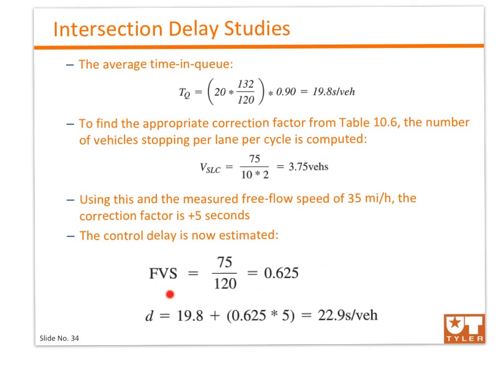Once we get this, now we can arrive at the last equation, which is the delay, equal to 19.8, which is TQ, plus FVS, which is 0.625, times the correction factor that we got from table 10.6, which is 5. And now the delay can be estimated equal to 19.8 plus 0.625 times 5. This is the delay per vehicle. Every vehicle will get delayed at this location by 22.9 seconds.